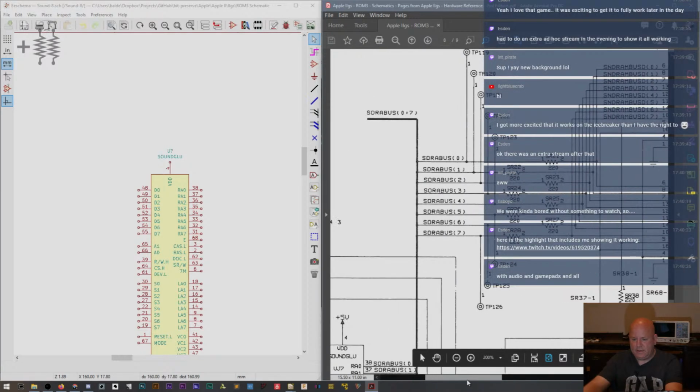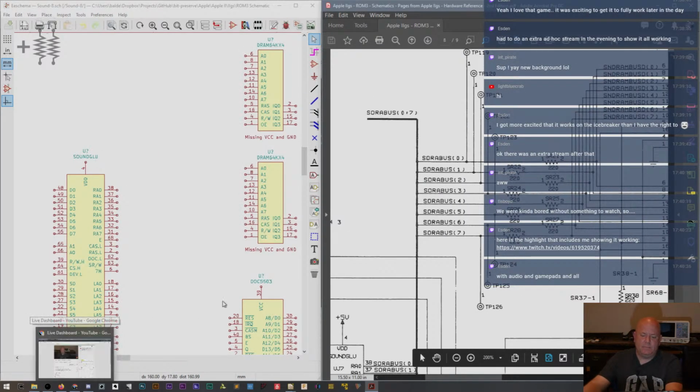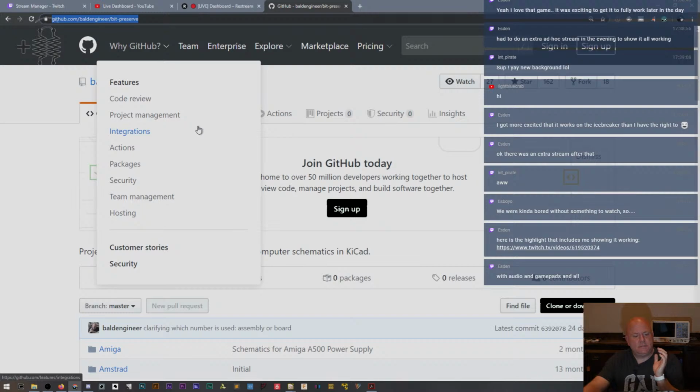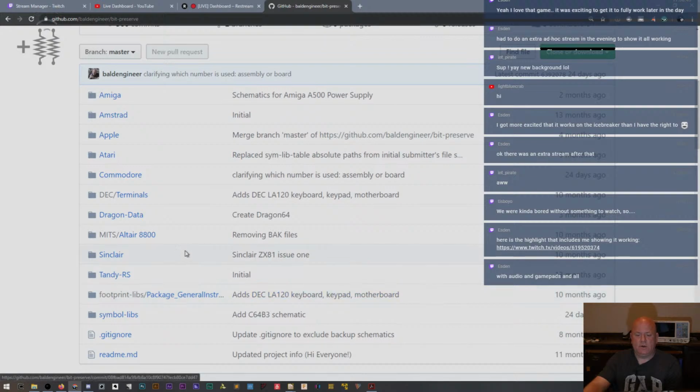Just to back up one step, for those that don't know, over on GitHub, I have a project called Bit Preserve. It's basically GitHub, Bald Engineer, Bit Preserve. We are taking old schematics for old video game and computer systems and creating them in KiCad. There's a number of systems in here. A year ago when I first created this repository, there were a couple of these which were created and I just used them as placeholders, but I think almost every system is represented.